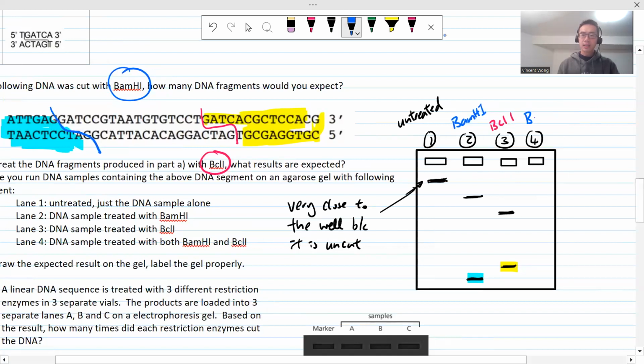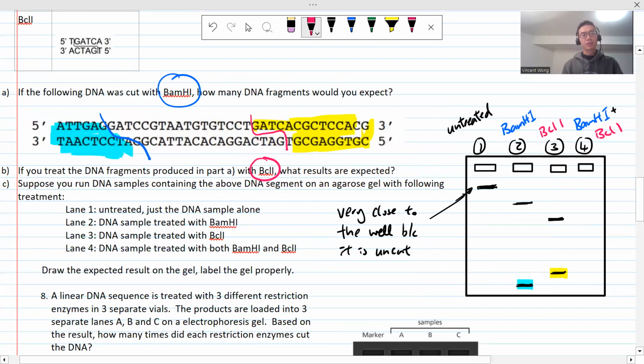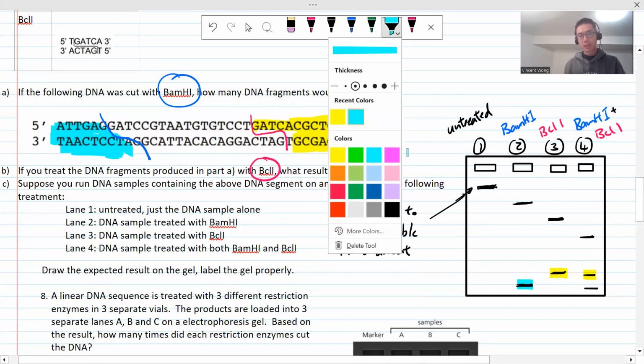And finally, we have the BamHI plus the BclI together. Okay. That means we're going to have both cuts here. Right? So you're going to get 3 pieces. Right? You will still get the blue piece and the yellow piece, and then you will have a middle piece, which is shorter than the ones in lane 2 and lane 3. So I will have one right here. Okay, so these yellow pieces are actually identical.